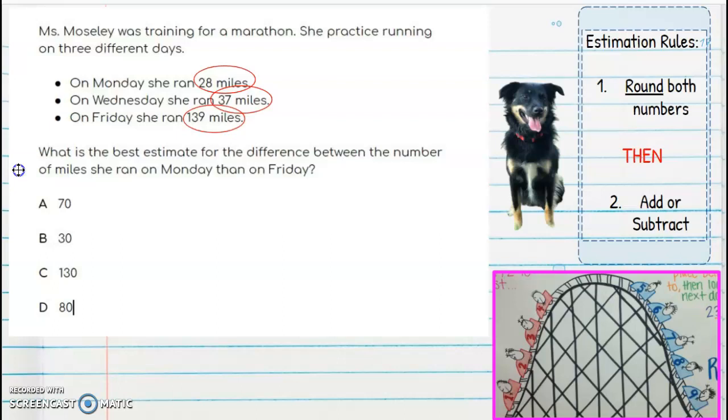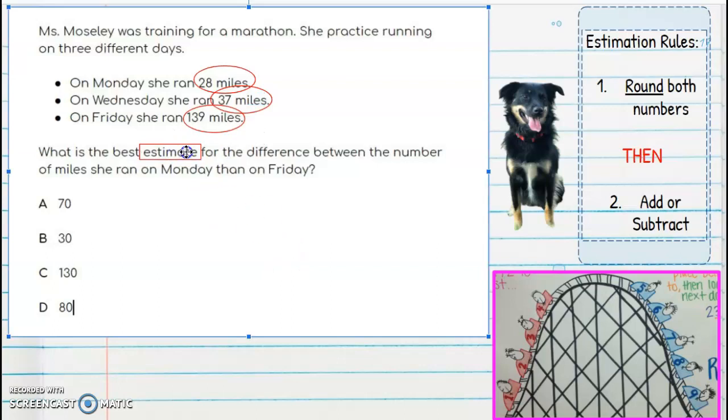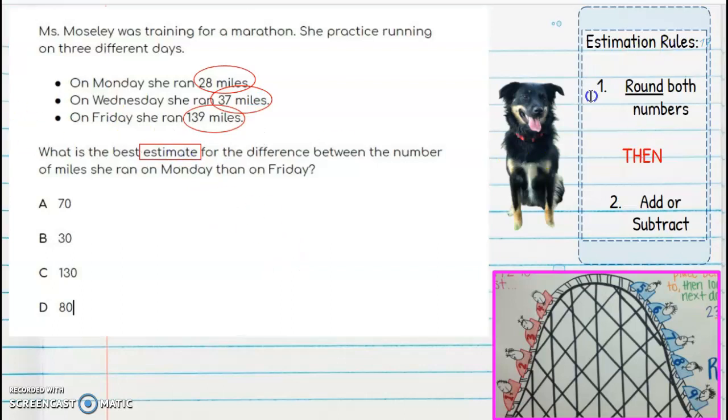If you remember back to yesterday, the question that we did, we boxed the word estimate because that tells us what we're going to be doing. We know we are estimating. So we know that we're going to round both numbers, then we're going to add or subtract. Now, I want you to look and see if you see the other key word that tells us whether we're adding or subtracting. So if you want to go ahead and pause the video right here and read this question, and I want you to think about what is the key word that's telling us whether we're going to add or subtract.